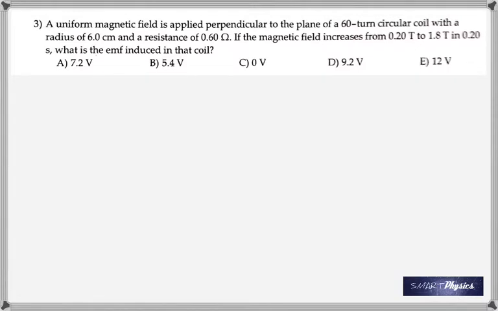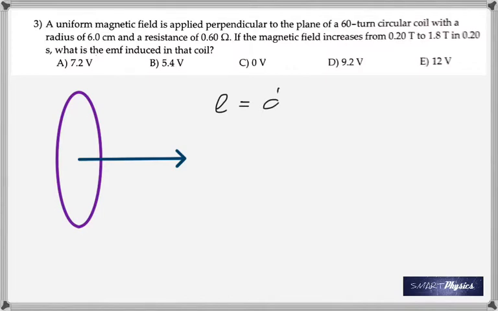A uniform magnetic field is applied perpendicular to the plane of a 60-turn circular coil with a radius of 6 centimeter and a resistance of 0.60 ohms. The magnetic field increases from 0.2 Tesla to 1.8 Tesla in 0.20 seconds. What's the EMF induced in the coil?